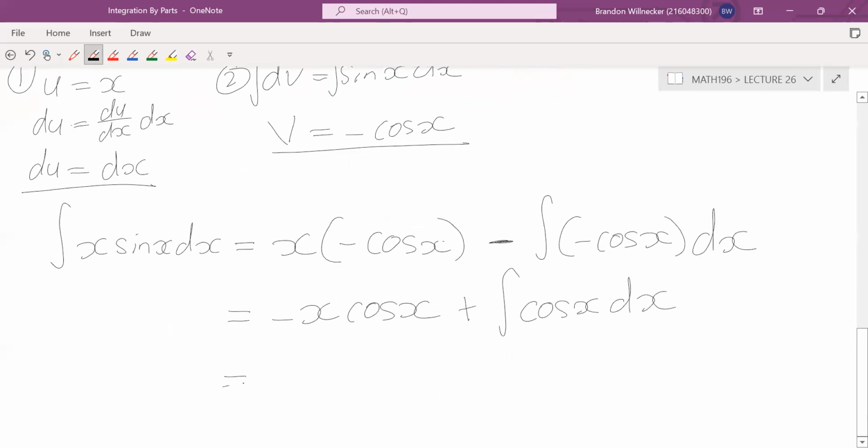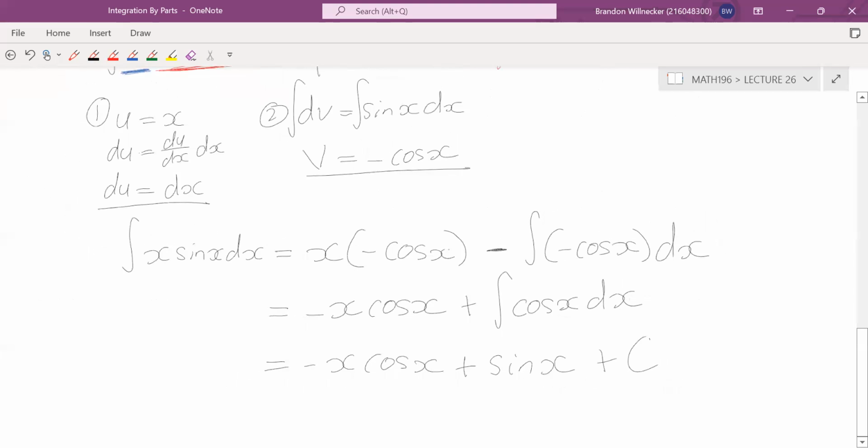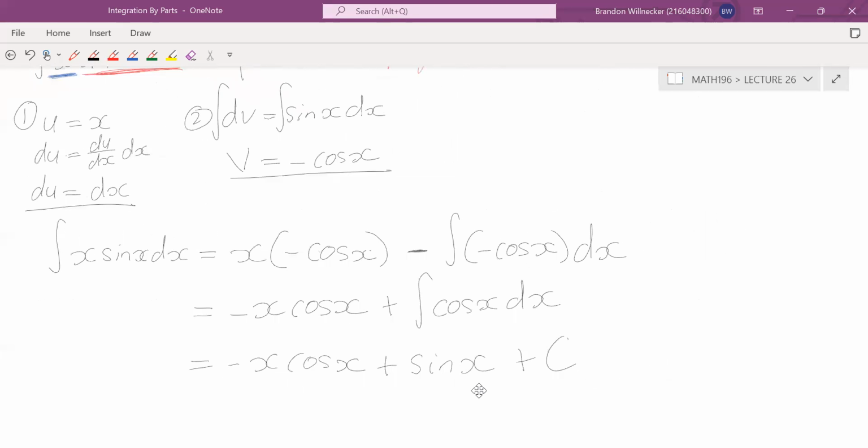Okay, so finally, we get minus x cos x plus the integral of cos is sine. Okay, and then once everything is done, remember this is an indefinite integral, so we need the plus c. Okay, so that's roughly what the method is. Okay, so we're going to go through tons of examples now.